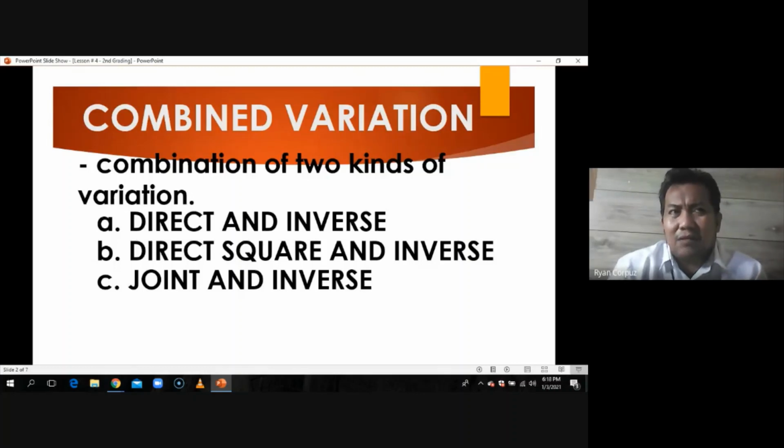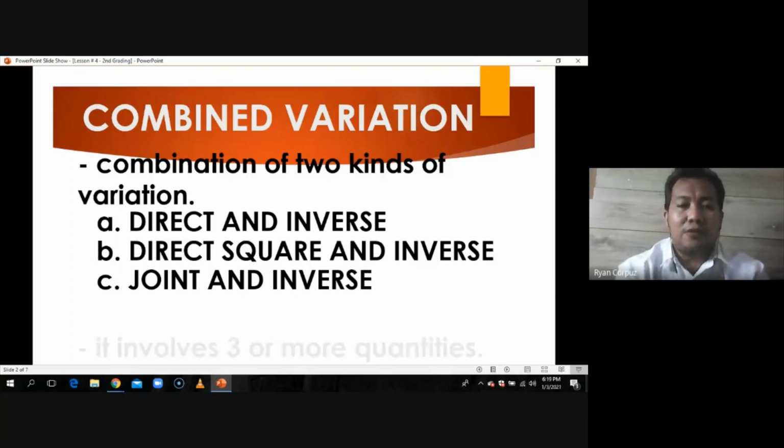Wala tayong direct and joint. Bakit sa tingin nyo walang direct and joint variation? Kasi di ba sabi natin, yung joint variation is similar to direct variation. So, ang pinagkaiba lang ng joint is that it involves more quantities. So, dapat ang combination natin, dalawang magkaibang kind of variation. Just like direct and inverse, direct square variation and inverse variation, and joint and inverse variation. So, yun yung mga possible combinations na pwede natin ma-encounter when we are pertaining to combined variation.